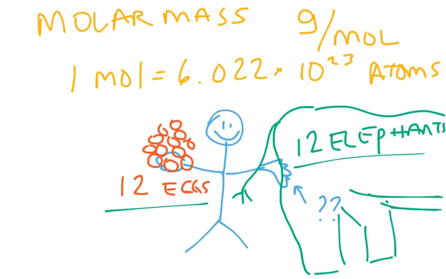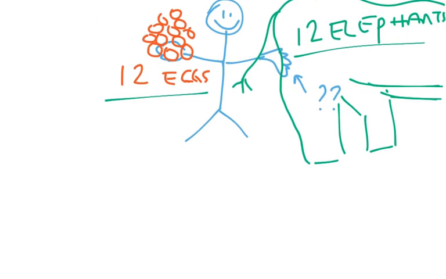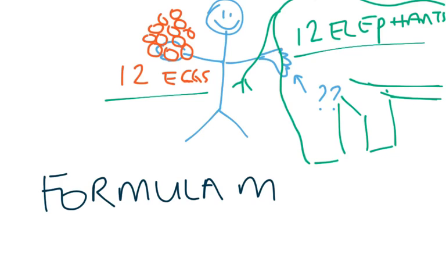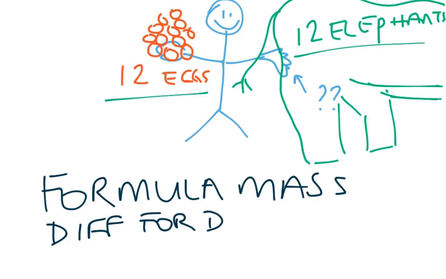It's exactly the same number of particles, but the masses are not the same. Obviously, the 12 elephants are a heck of a lot more mass than those 12 eggs. So when we talk about molar mass, sometimes you'll hear it called formula mass. It's the same idea, but it is going to be different for different substances. Even though it's the same number of particles, it's different for different substances.